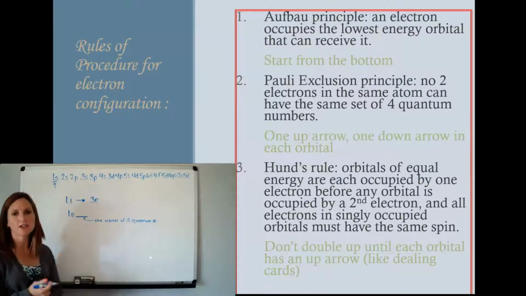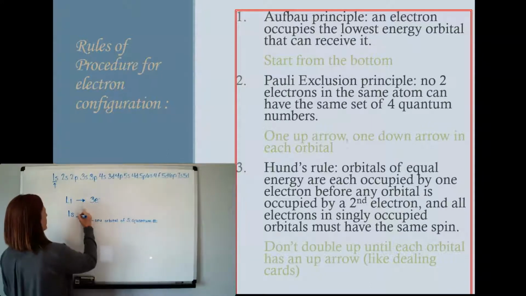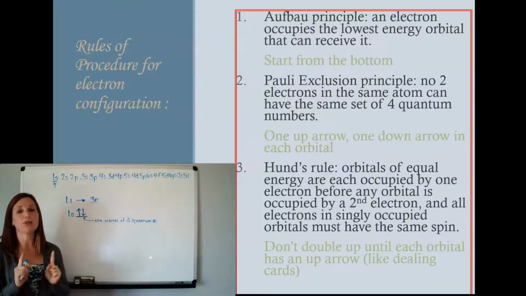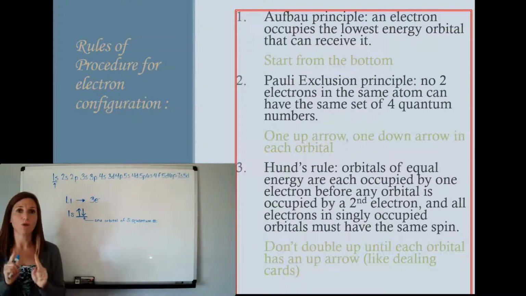So this 1 underline is 1 orbital. And how many electrons can 1 orbital have? 2. 1 orbital can have 2 electrons. So we're going to go 1 up and 1 down. 1 spin up and 1 spin down, because the Pauli exclusion principle tells me that I can't put them both as up arrows, because then they would both have the same set of quantum numbers.